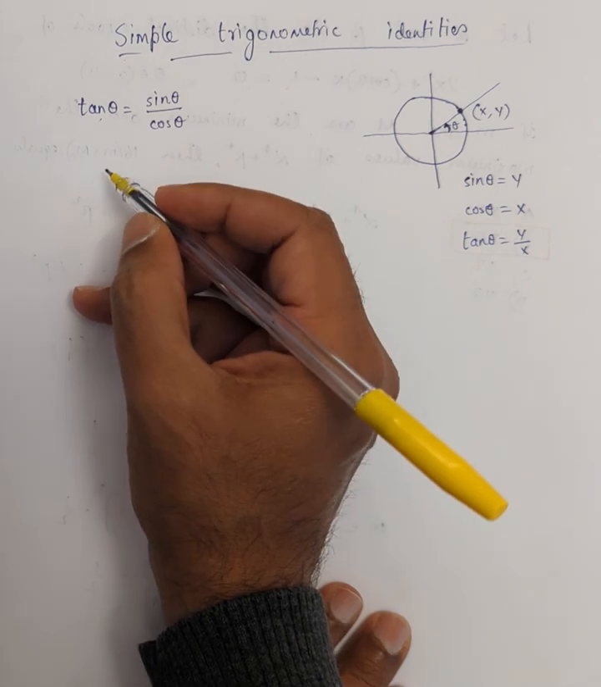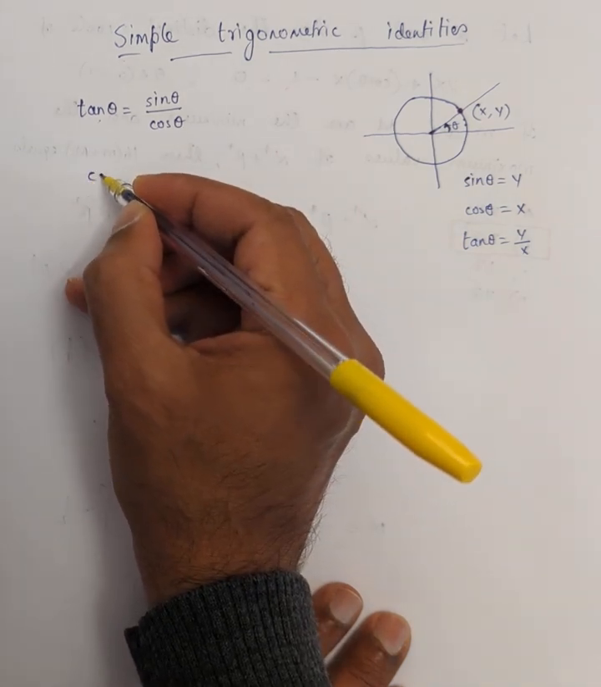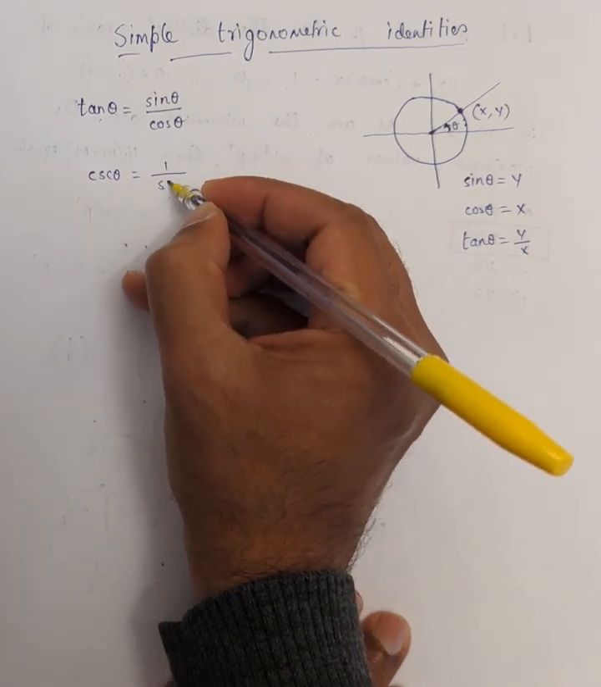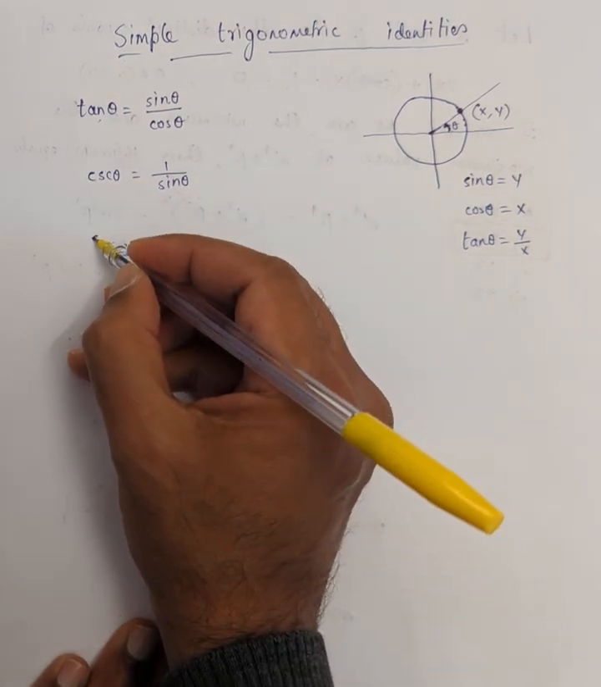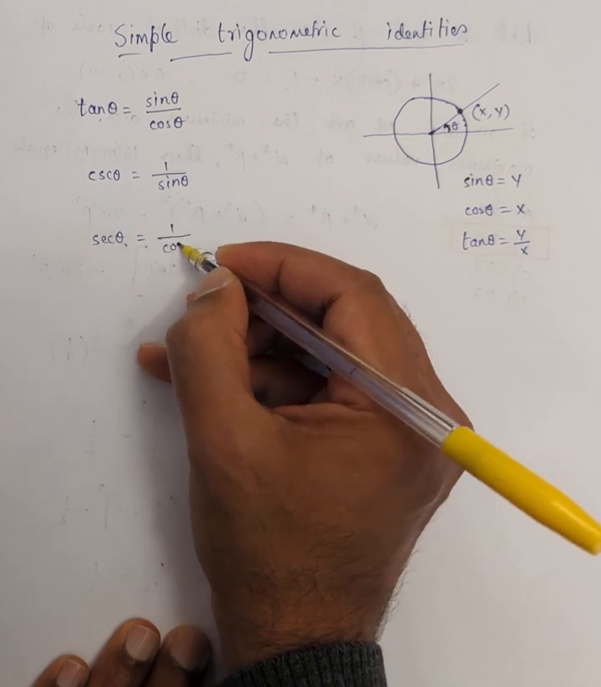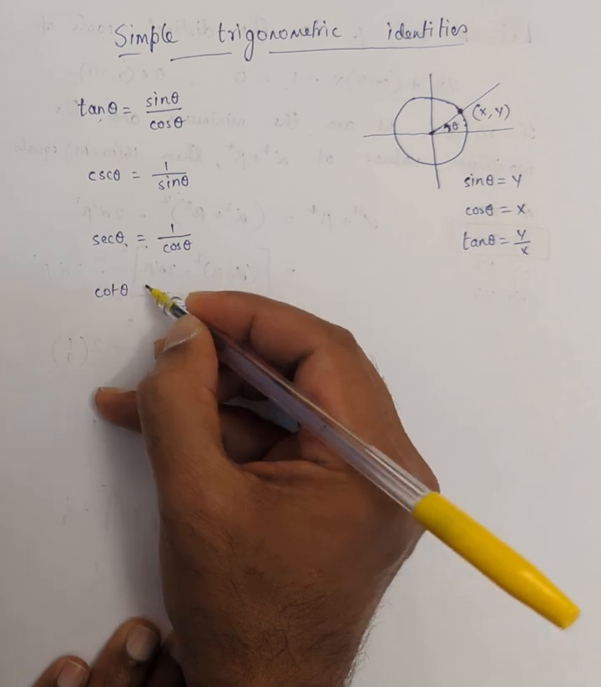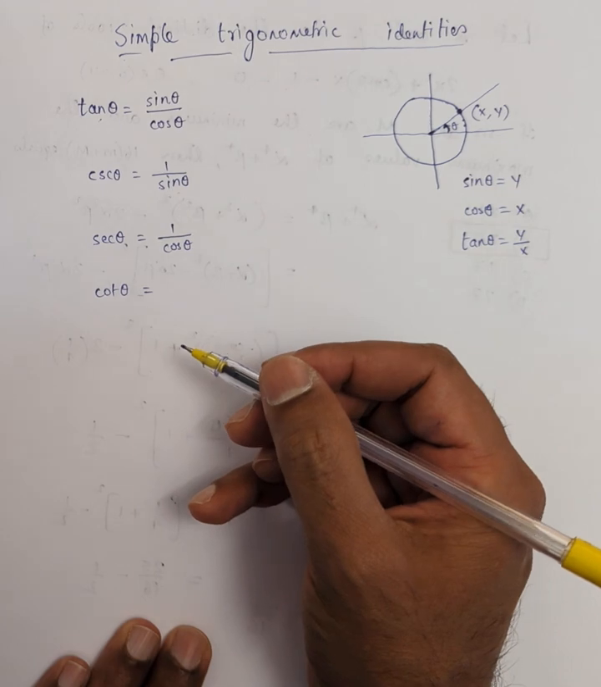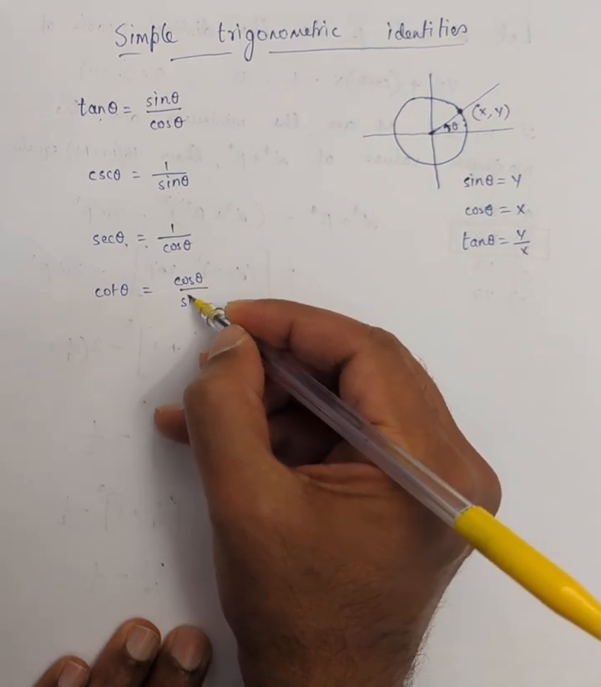And then we also want to know the reciprocal identities. So cosecant is the reciprocal of sine. So cosecant theta is 1 over sine. Then secant is the reciprocal of cos. So that's going to be 1 over cos. And cot is the reciprocal of tan. So reciprocal of tan means we need to flip this fraction. It's going to be cosine theta over sine theta.